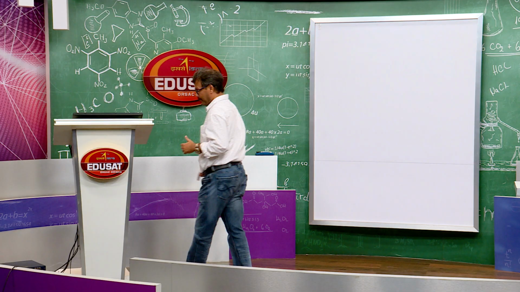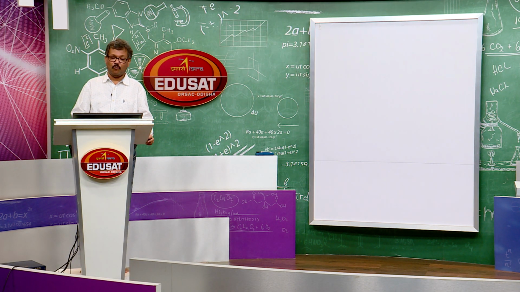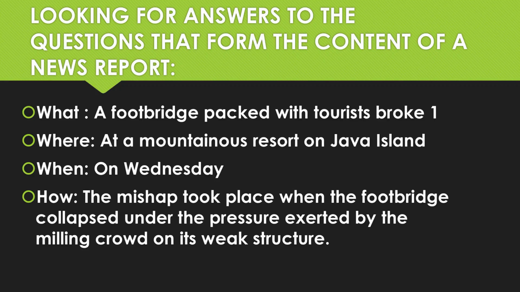So, now let me tell you how I have made the division here and how those what, how, when questions have been answered. I have read out that paragraph to you. So, the first question, what? The answer is a footbridge packed with tourists broke. Then the second question, where? At a mountainous resort on Java Island. Then the third question is when? On Wednesday. And the fourth question is how? The mishap took place when the footbridge collapsed under the pressure exerted by the milling crowd on its weak structure.